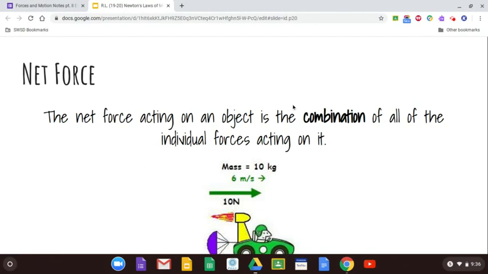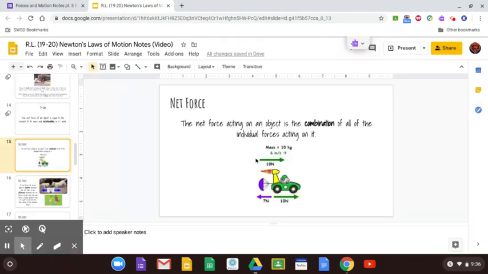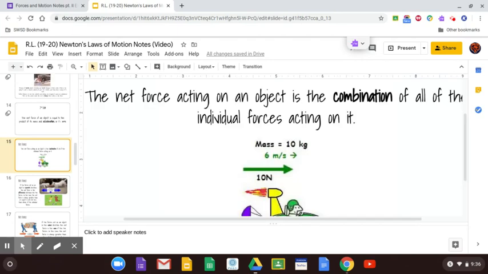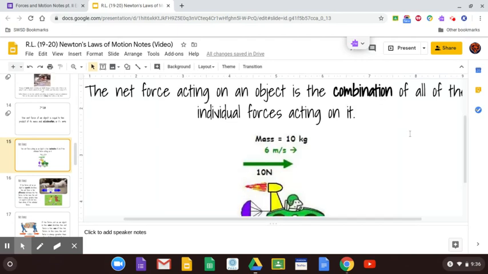So let me get out of here so I can get my drawing tools up. Okay. And let me see if I can make this a little bit bigger. Ooh, that's quite large, but it'll do.